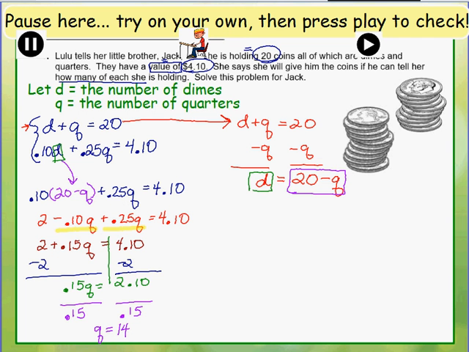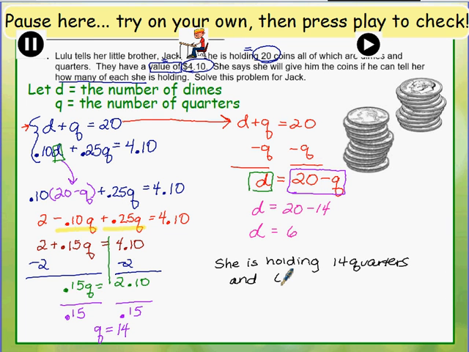For Jack, we need to know how many of each coin she's holding. So if I go back up here, I see that the number of dimes is equal to 20, take away the number of quarters, so subtract 14, which means that there are 6 dimes. At the end, we should always write a sentence and just do a mental check to make sure it works. So she is holding 14 quarters and 6 dimes.